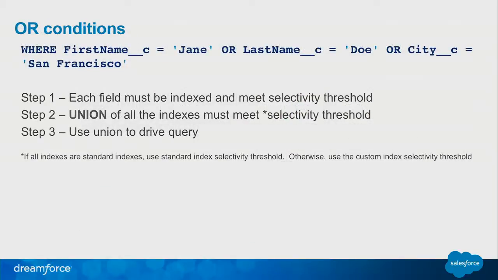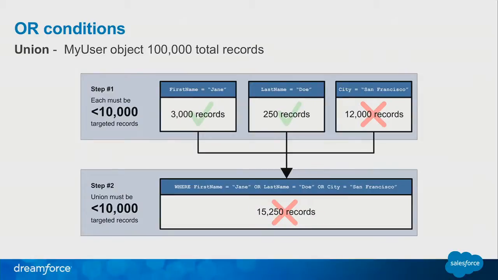When we have OR conditions, let's say we're using the same 3 index fields, we're going to do a union. So here the difference is in step 1, we're not going to allow you to have 2 times the selectivity threshold because we're not doing an intersection here, we're doing a union. And just like I said earlier, if all these were standard indexes, the standard index selectivity threshold applies, otherwise custom index selectivity. So let's go back to our example.